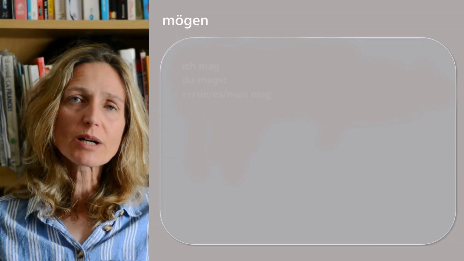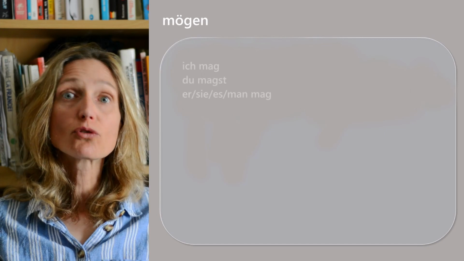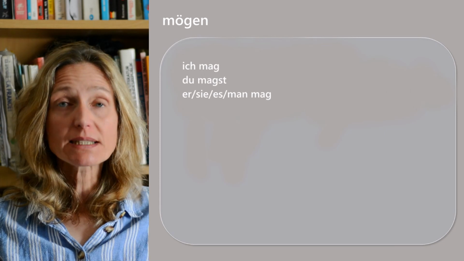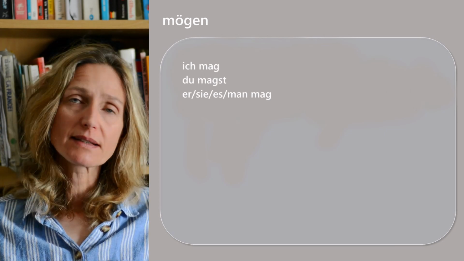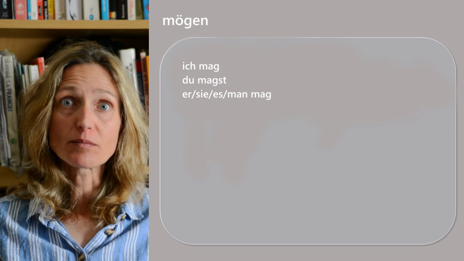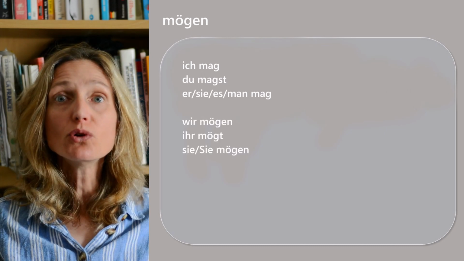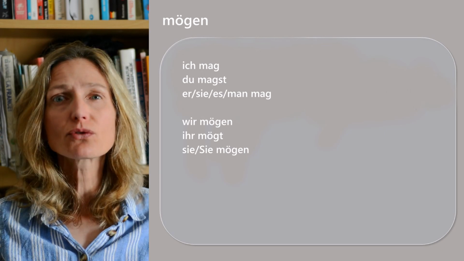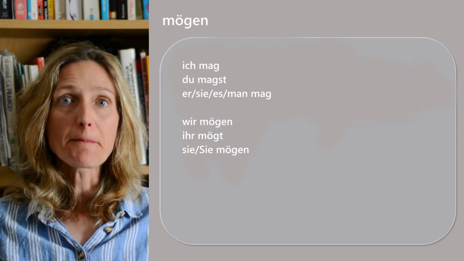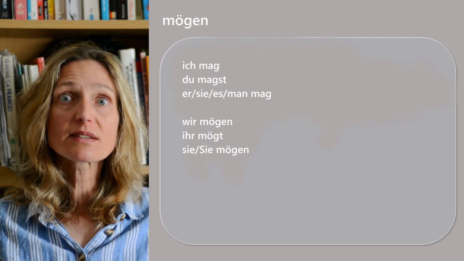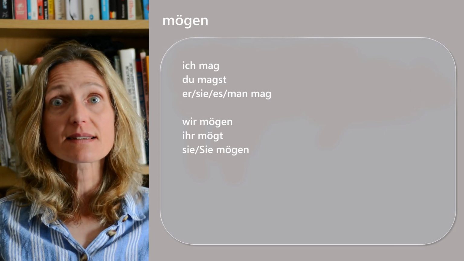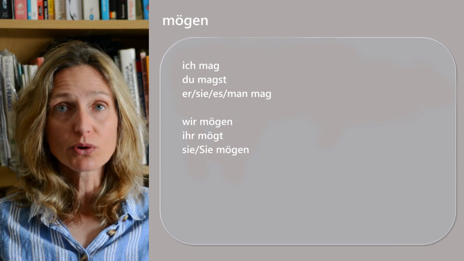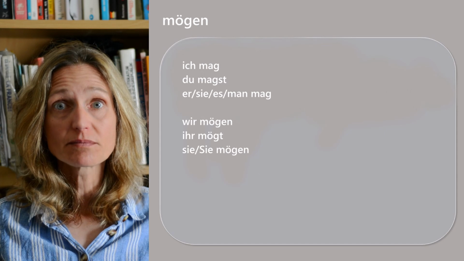The next one we'll come to is mögen, to like. So the conjugations are ich mag, du magst, sie, es, man mag, wir mögen, ihr mögt, sie mögen. I'll run through these once more. Ich mag, du magst, er, sie, es, man mag, wir mögen, ihr mögt, sie mögen.